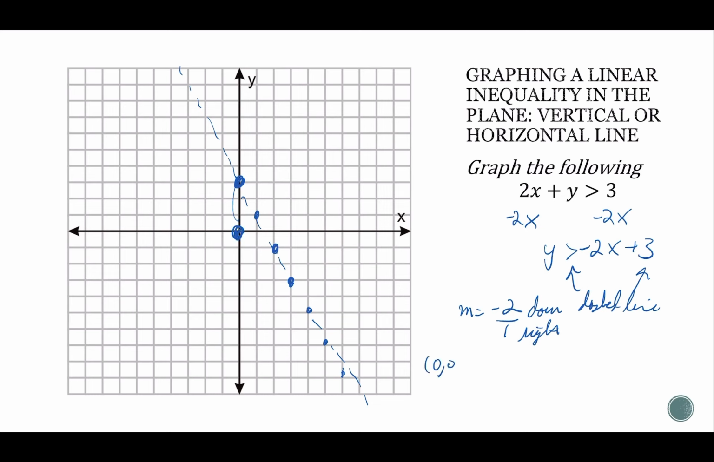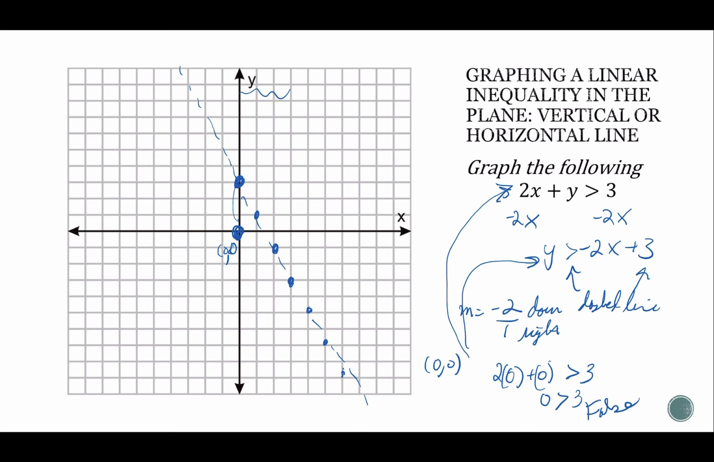I have 0, 0 as my test point. I substitute that into my inequality. I can substitute into the original or the new one. Let's substitute in the original. I have 2 times 0 plus 0 is greater than 3. That gives me 0 is greater than 3, which is false. So I'm not going to shade the side with the test point. I'm going to shade this other side. So let's go ahead and make it a pretty green.